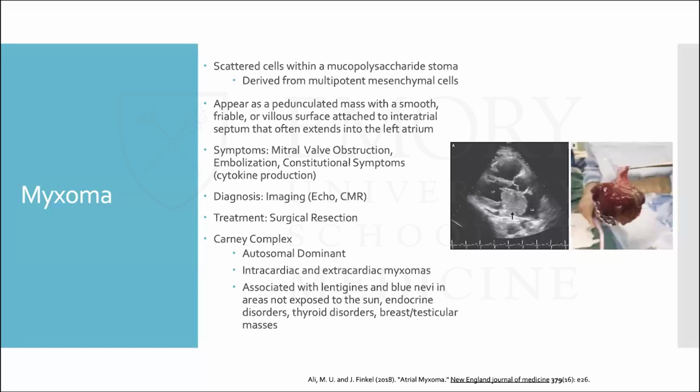I would be remiss to not mention this, which we will likely not see in our clinical practice, but might be tested upon in the boards. Myxomas have been associated with this inherited genetic disorder called Carney complex, which is an autosomal dominant disorder characterized by intracardiac and extracardiac myxomas. Quite often, these patients will present with lentigines and blue nevi in areas that are not exposed to the sun. Those who have this condition normally have endocrine disorders like thyroid disorders, and they may even have breast and testicular masses. So, something we may not see in clinic, but something you might certainly be tested on.